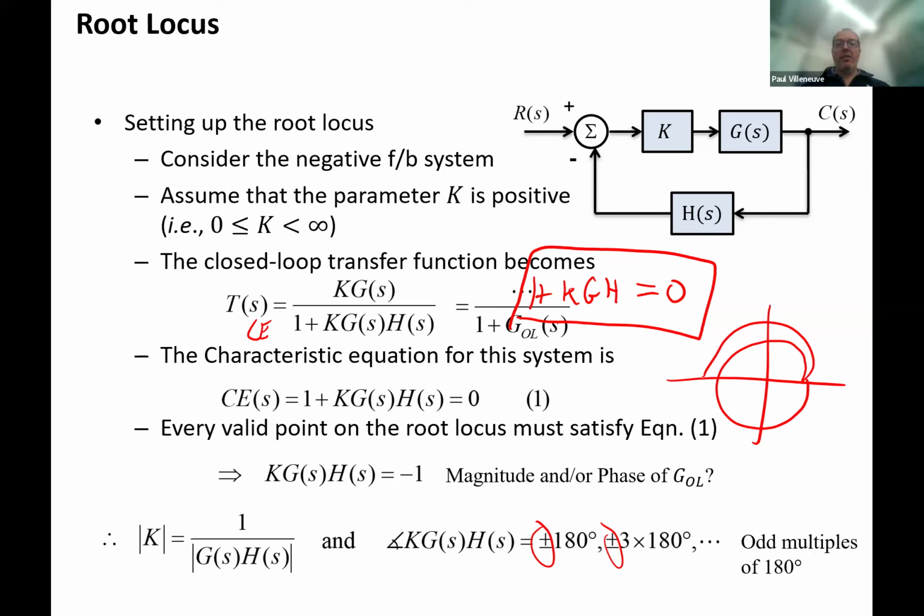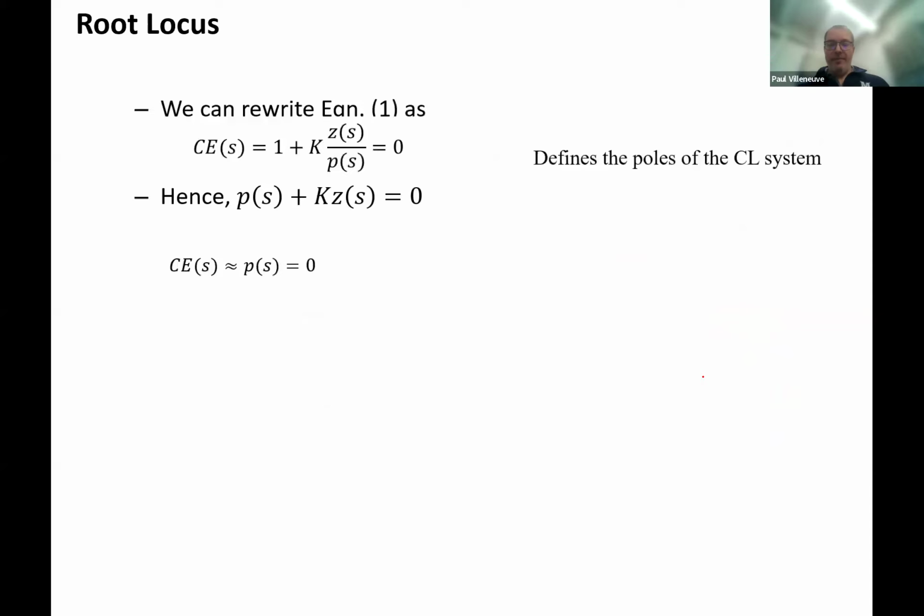So my angle has to be multiples of 180 degrees. Those are the criteria for doing a root locus. And it can only be odd multiples. Why can't it be even multiples of 180 degrees? Because an even multiple would be 360, or 720. Does that equal a -1? No, that would be a +1. So I can't have 2, 4, 6, and so on. It has to be 1, 3, 5, on and on.